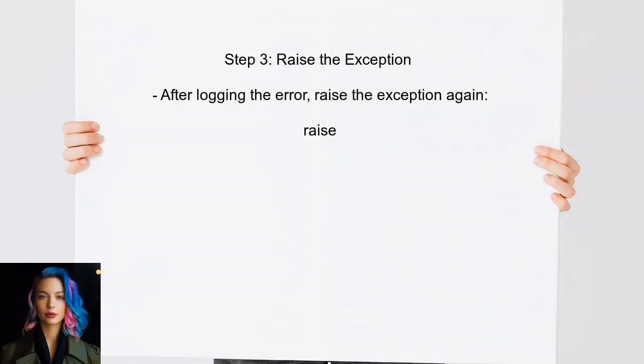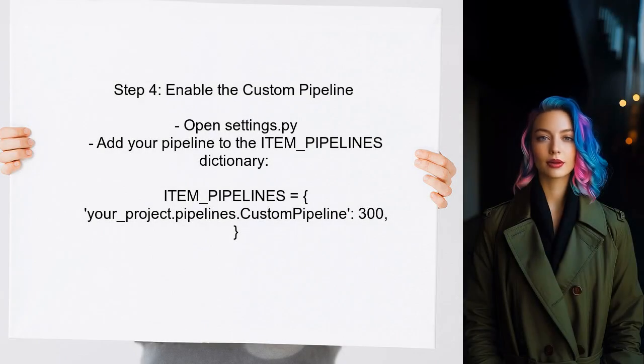After catching the exception, the user should raise the exception again. This will signal Scrapy to stop the crawler immediately. Finally, the user should ensure that their custom pipeline is enabled in the settings.py file of their Scrapy project. This will ensure that the pipeline is used during the crawling process.